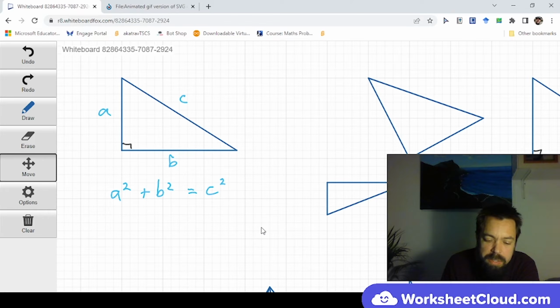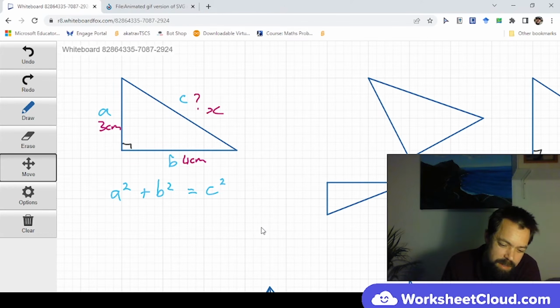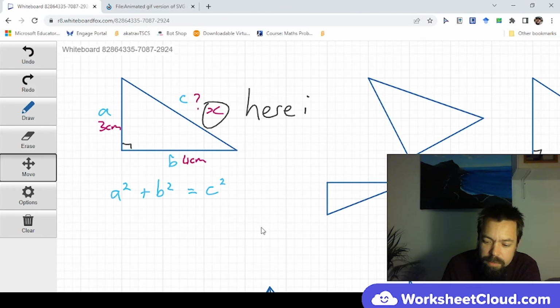Well, let's put in some practical numbers then. So let's say we chose to make this side 3 centimeters, this side 4 centimeters, and your teachers wanted to know what that side was. They might put X and say, find X. And then some smart kid on an exam paper will say, here it is. All right, which won't get you any marks because it's been done before and it's not funny anymore. But yeah, if we're looking for that side.